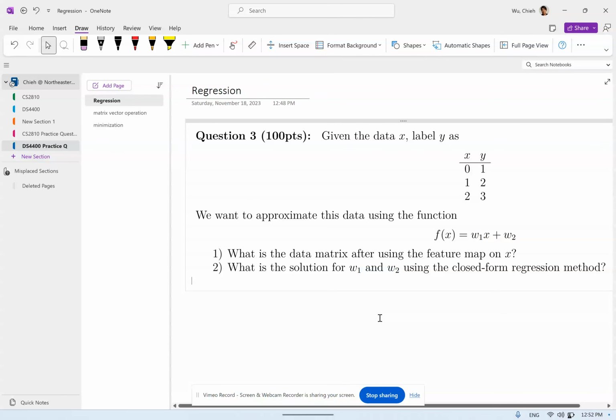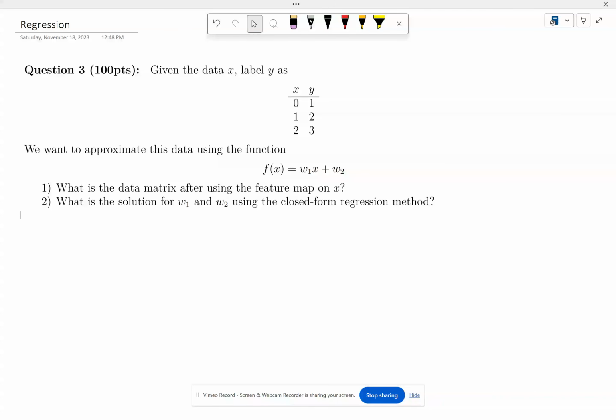All right, let's do this question together. Another question. This is a question on regression. Given the data and the label y as this, you have some data, and given this data, its label is 1, 2, 3.